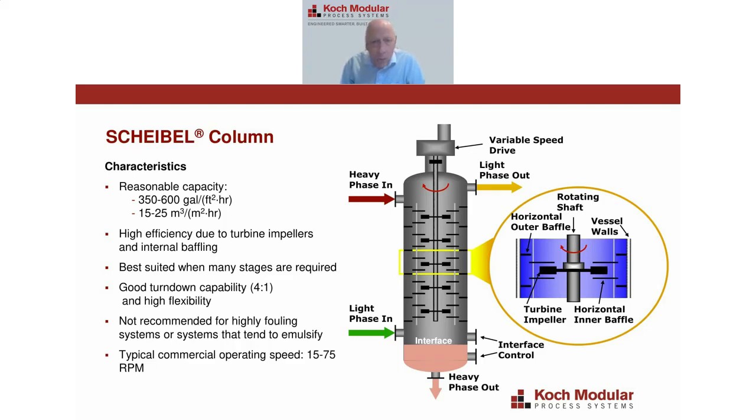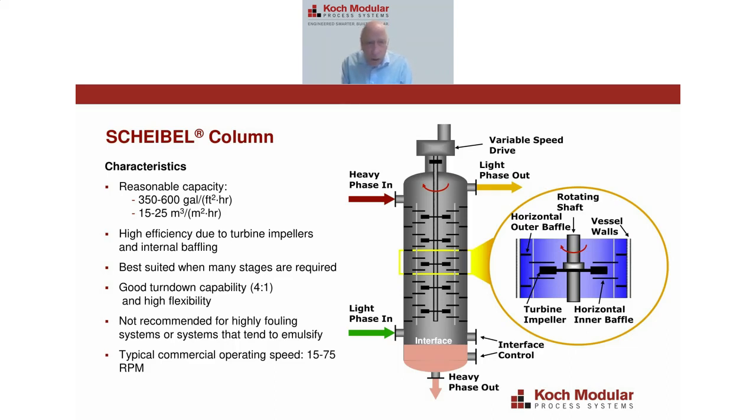The reason this column is so efficient is because, number one, you've got agitation breaking up droplets, but also you've got all this baffling, which helps to minimize back mixing. So this is the highest efficiency of any column available commercially, based on data that's published in the literature. Another aspect of the Scheible column is that it has very excellent turn down capability, down to about 25% of design without affecting the efficiency of the process.